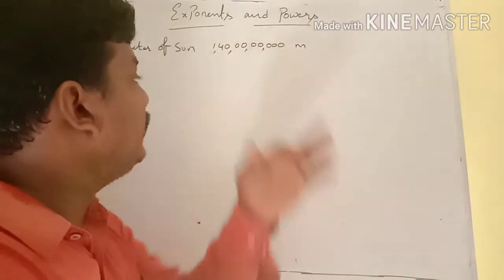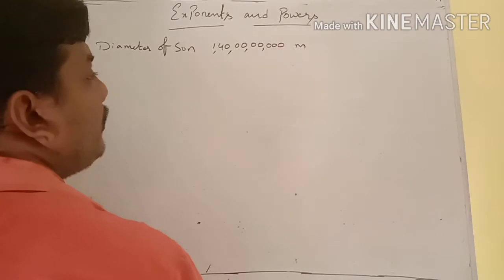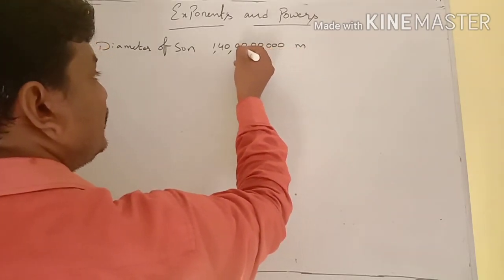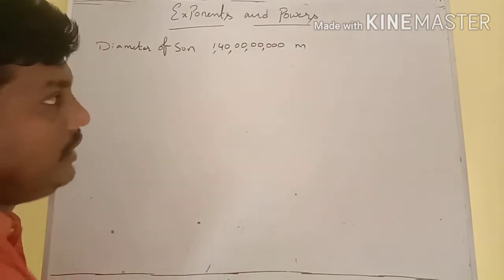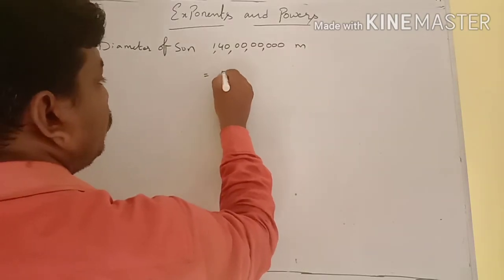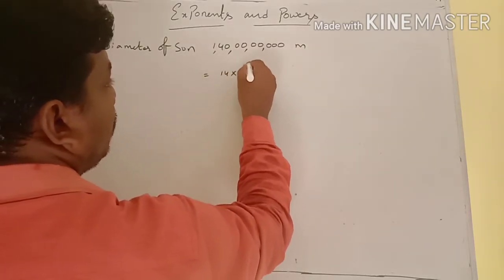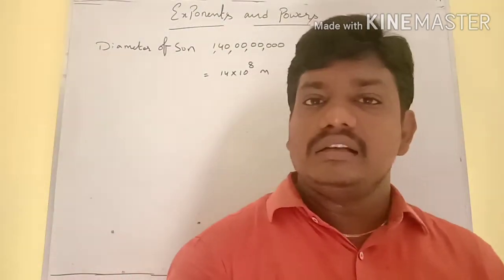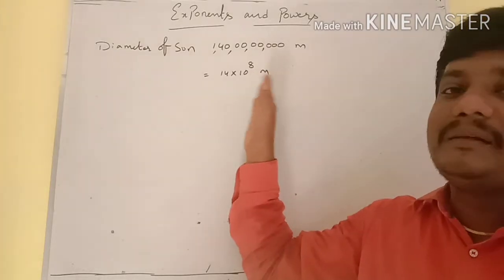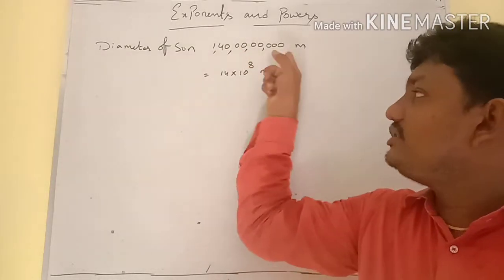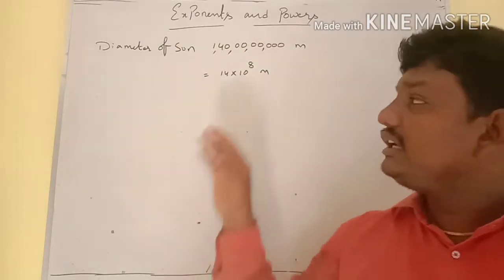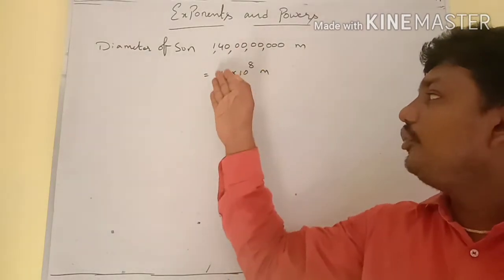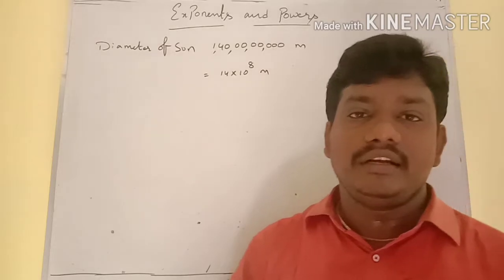So how do you like to express this one? How many zeros are there here? 1, 2, 3, 4, 5, 6, 7, 8. There are 8 zeros. That means we can simply write 14 into 10 to the power of 8 meters. If 10 is repeatedly multiplied 8 times, then 8 zeros will come. That means 14 into 10 to the power of 8 meters.